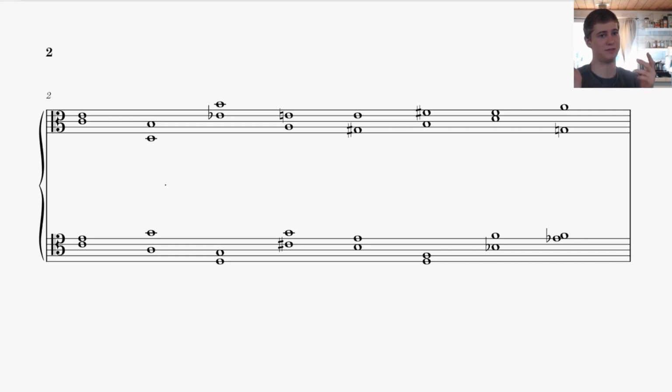Okay, so what happens if we take D and F here and invert it? It would become what interval? It would become a sixth. And what kind of sixth? Since it's a minor third, now it's a major sixth.